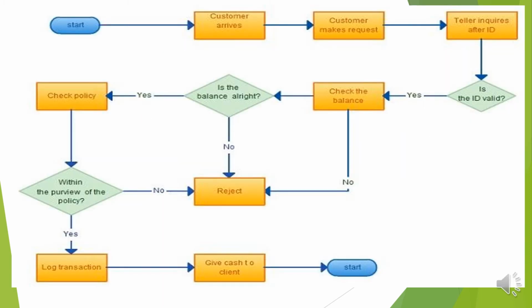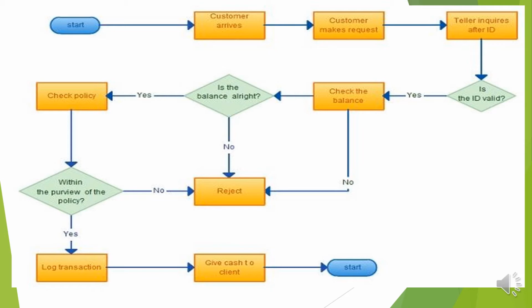Here is a mature flow chart. We will discuss it rapidly. As we said, the start should be in an oval or round shape, which is: the customer arrives. We have a customer who came to a bank. After he arrives, he will make a request: I need some money from my account.